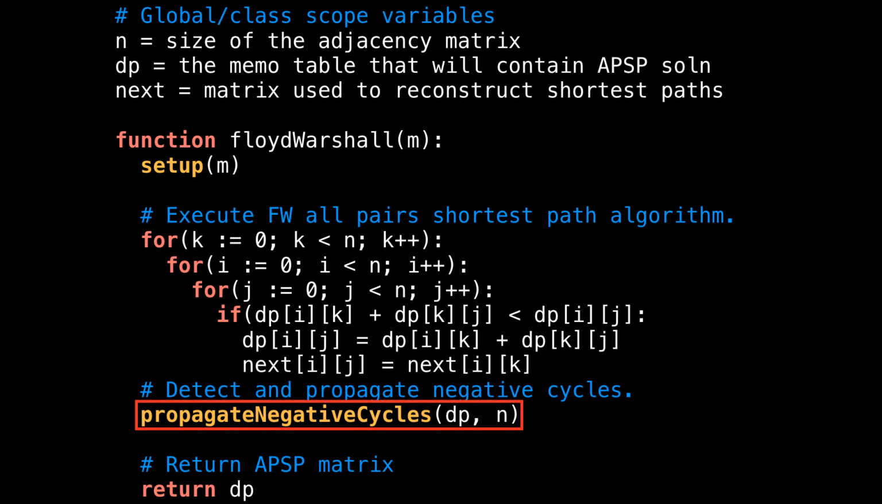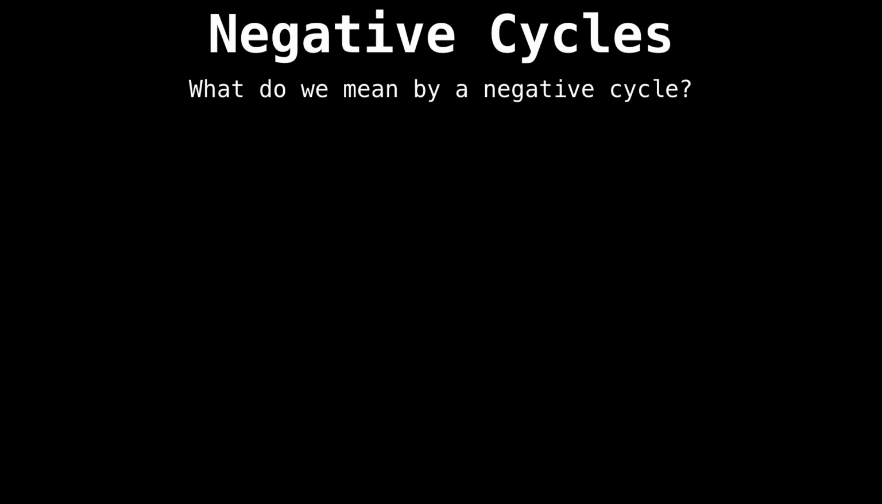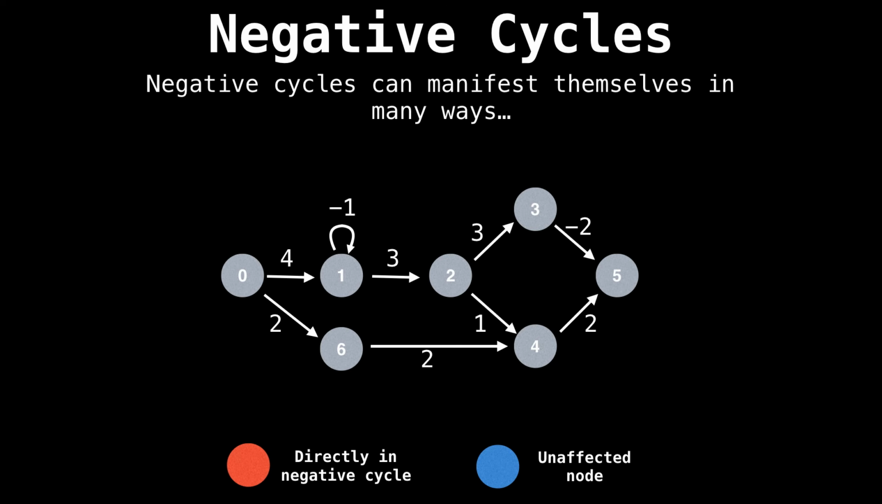The last thing I want to do is to detect and propagate negative cycles. This is an optional step if you know that negative cycles will not manifest themselves within your graph, although I still recommend you keep this function around. But before we get too far, I want to discuss negative cycles and what they entail because it isn't entirely obvious. So consider the following graph.